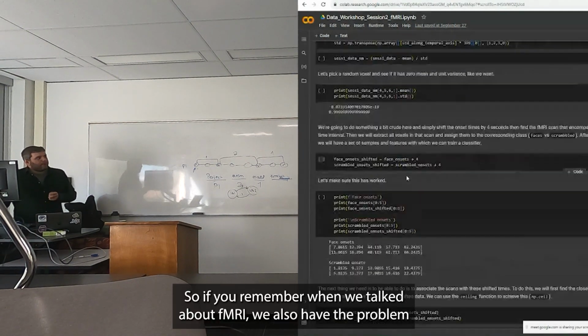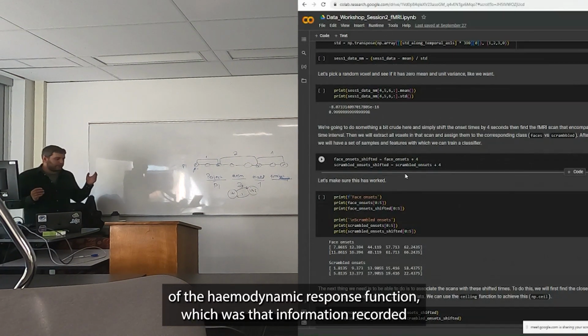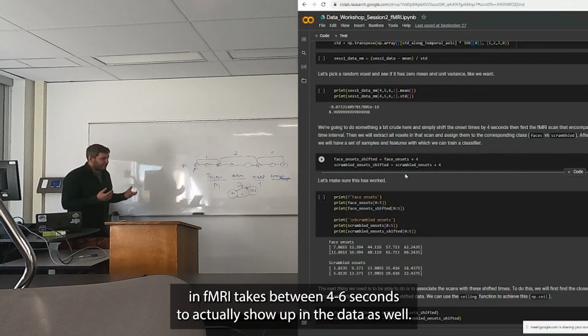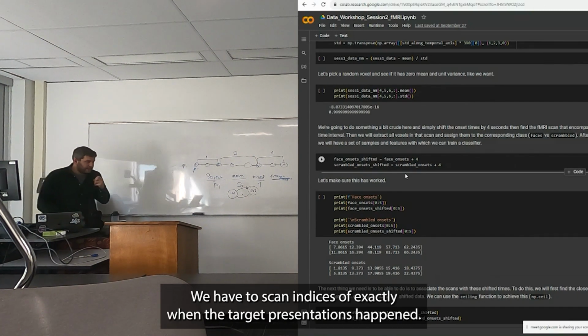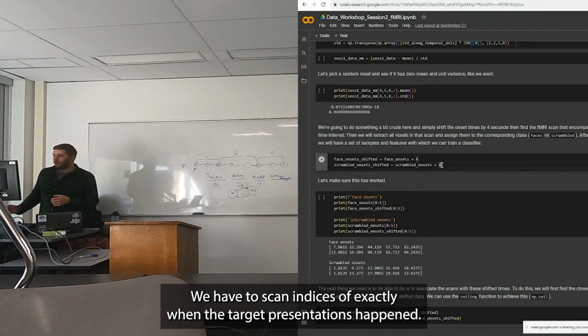So if you remember when we talked about fMRI, we also had the problem of the hemodynamic response function, which was that information recorded in fMRI takes between 4 to 6 seconds to actually show up in the data as well. We have the scan intervals of exactly when the target presentations happened.